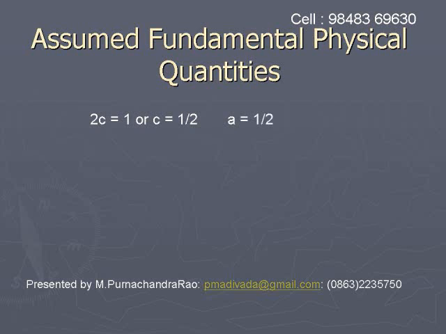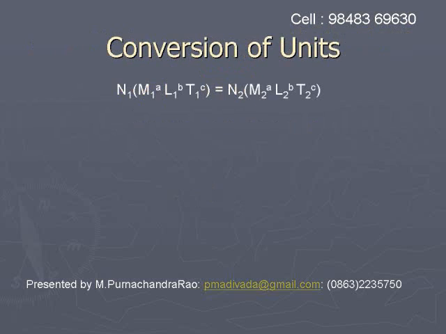On substituting, we will get L is equal to g to the power of half, c to the power of minus 3 by 2, into h to the power of half, or L is equal to square root of g h by c cube.